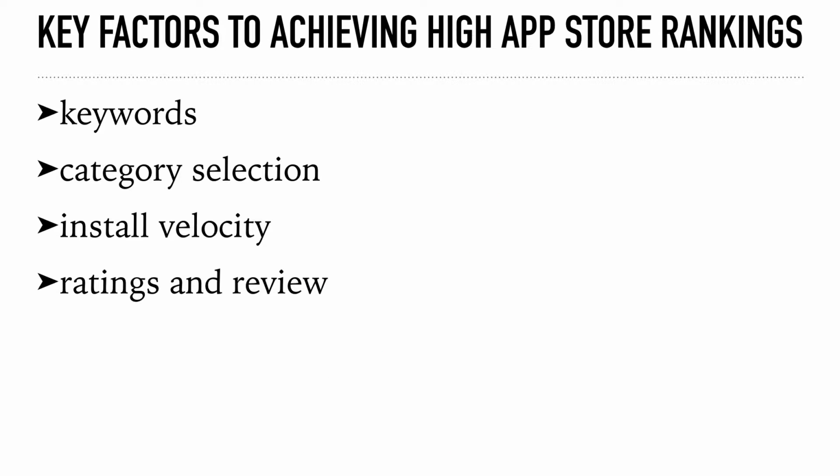So how do you make your app dominate search results in the App Store and Play Store? To answer this question, we need to understand the factors that the app stores consider in ranking apps. In this lecture, we will talk about just 4 important factors that you should consider. These factors are keyword selection, category selection, install velocity, and ratings and reviews. Let's go through it one by one.